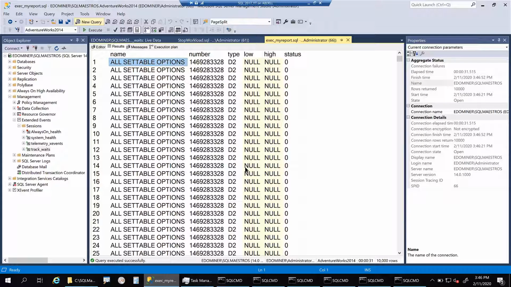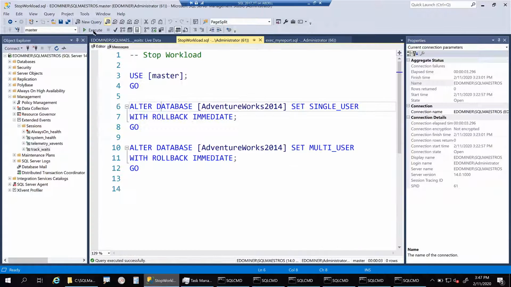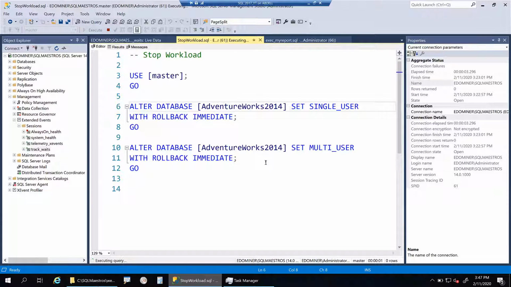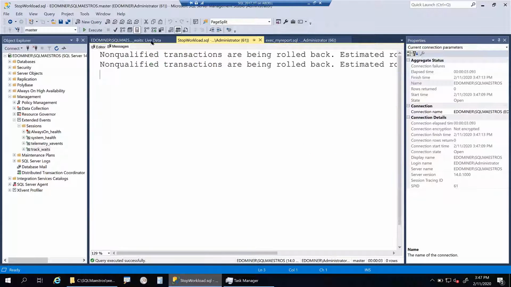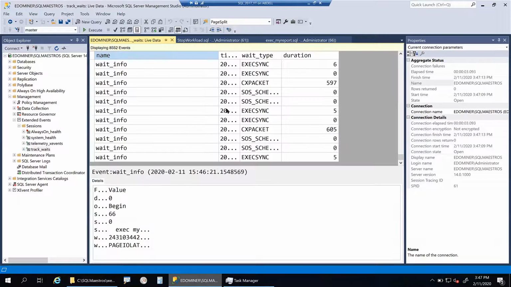Okay, so I'm pausing it. I get the output, and this time, how much time has it taken? It has taken again 31 seconds. Let's stop the workload because I don't really want the VMs to slow down. Okay, and in this live data, you can see a lot of waits are getting captured.